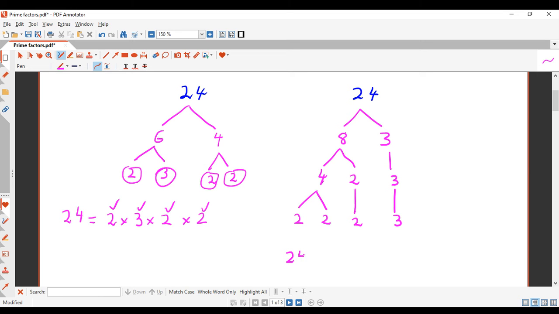Okay, so I can still write down that 24 is 2 times 2 times 2 times 3. Okay, I've still got 3 2's, just like I do over here. 1, 2, 3. I've got 1, 3. Okay, so whichever way you go with your factors, you should still end up with the same prime factors at the end. I've got 3 number 2's and 1 number 3, and over here I've got 3 number 2's and 1 number 3 as well.